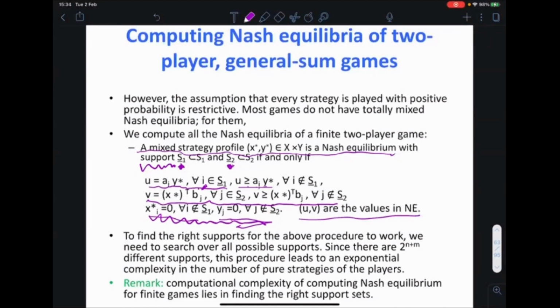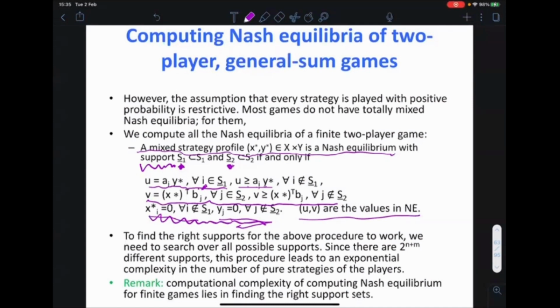Think about it this way: as long as you are able to find these support sets, you can write it down, because within the support set the probability of choosing an action is larger than 0, and the expected value of that pure strategy equals that of all the other pure strategies in the set. Therefore, using that, you can find the Nash equilibrium quite straightforwardly.